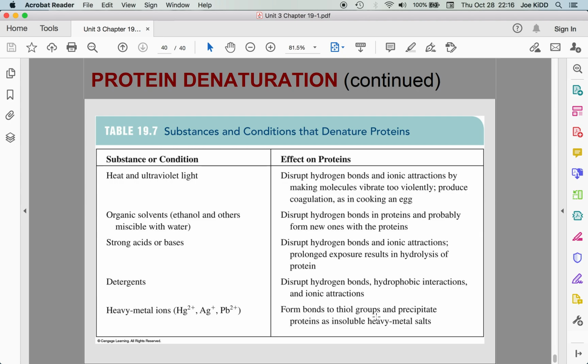Okay, this ends chapter 19. Please go through and review the amino acids. Make sure you're comfortable with those. Make sure you're comfortable with writing the backbone for an amino acid, as well as knowing primary, secondary, and tertiary structures of proteins.